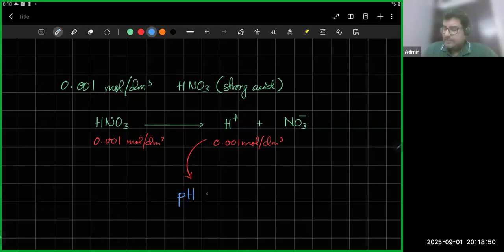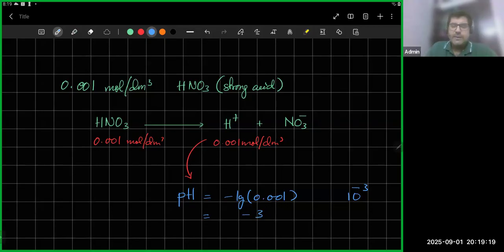Okay, so pH is what? pH is the negative log of 0.001. And if you do that, so what does log do? It just converts it into powers of 10. So what is this? This is actually 10 power minus 3, right? So log just converts that into powers of 10. So log of 0.001 would give you minus 3.